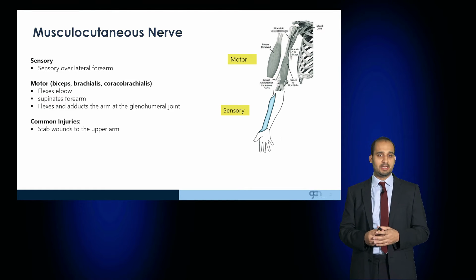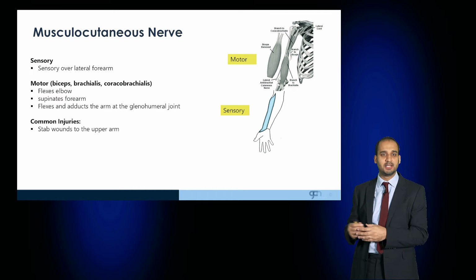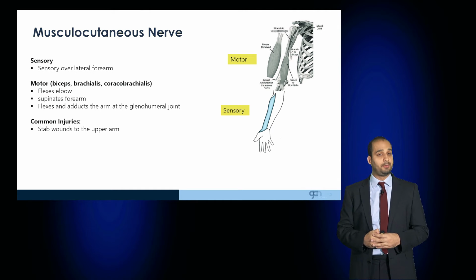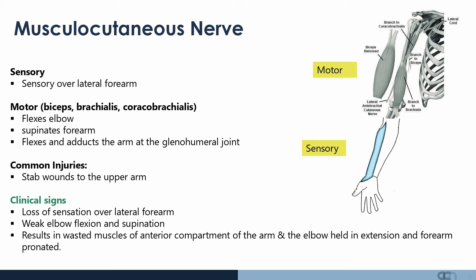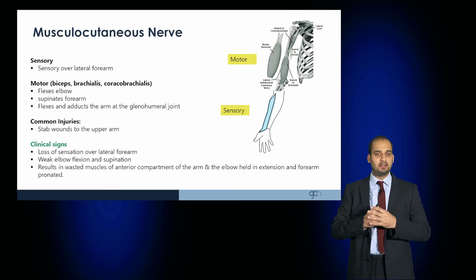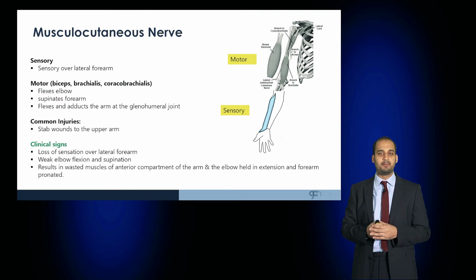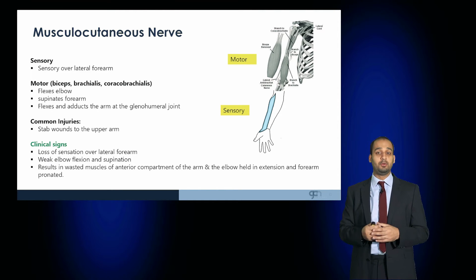Common injuries to this nerve, which is relatively well protected, are deep stab wounds to the upper arm. Consequently, the clinical signs, you would have loss of sensation over the lateral forearm, weak elbow flexion and supination, and you would expect wasting of the muscles in the anterior compartment of the arm, and the elbow would be held in extension and pronation.